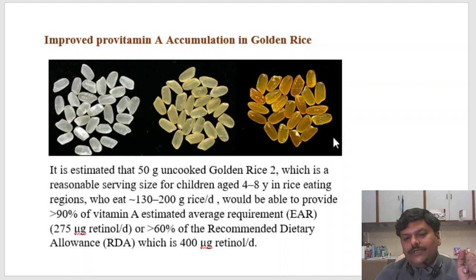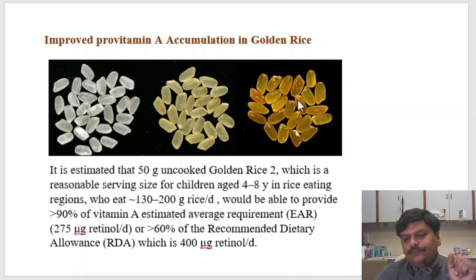And golden rice 2, you can see it is much yellower, or I would say orangish in color in comparison to normal rice, and this orange color is due to the presence of a very high amount of beta carotene inside the seeds itself. In many countries golden rice is being commercially grown these days.